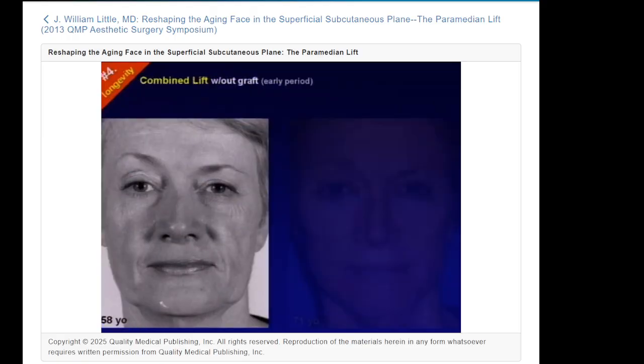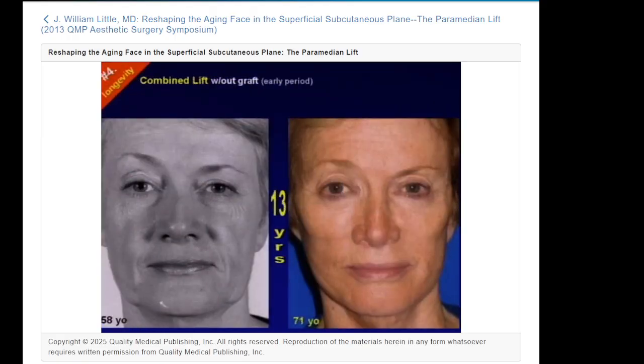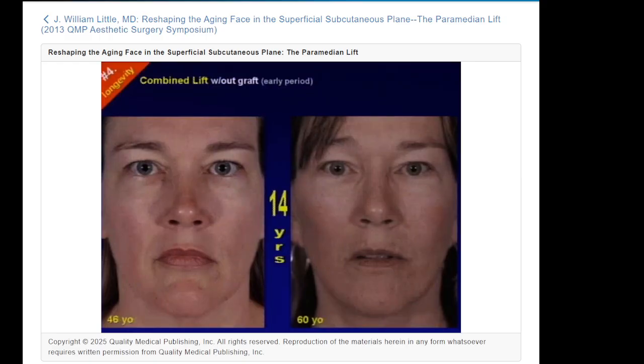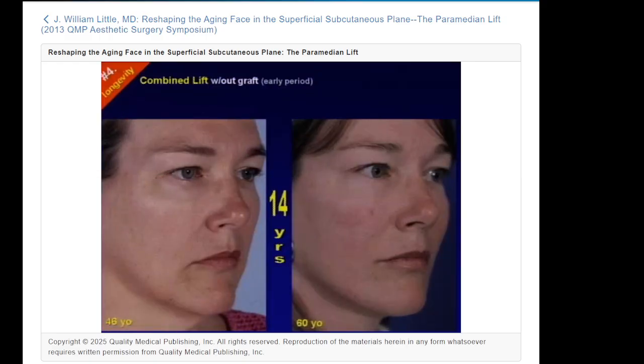She looks prettier too. Here's a patient 13 years after a facelift, and you can see that the facial architecture, although she's having some re-aging, is holding up well. Here's one 14 years later. She's now 60. She was 45, 46 when she had her facelift, and she's younger than she was at 46.